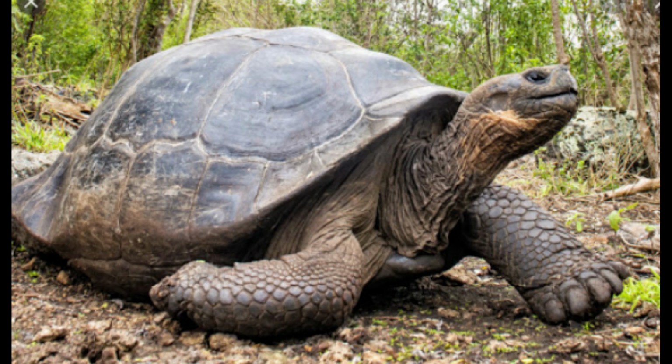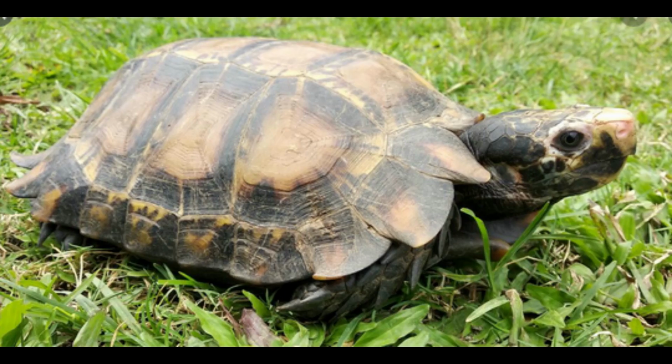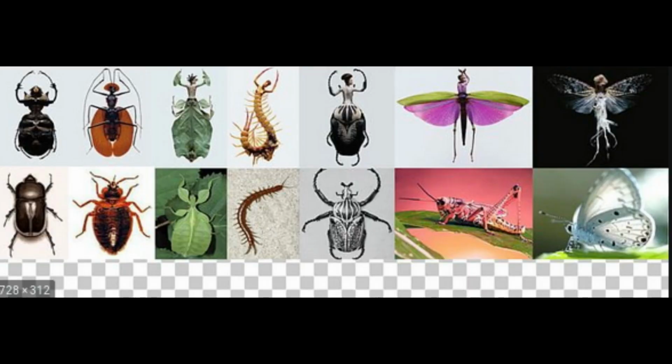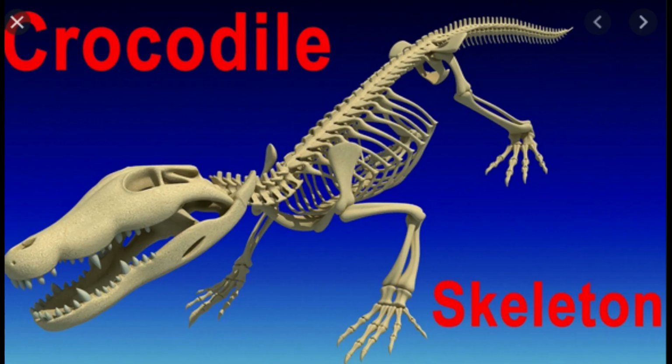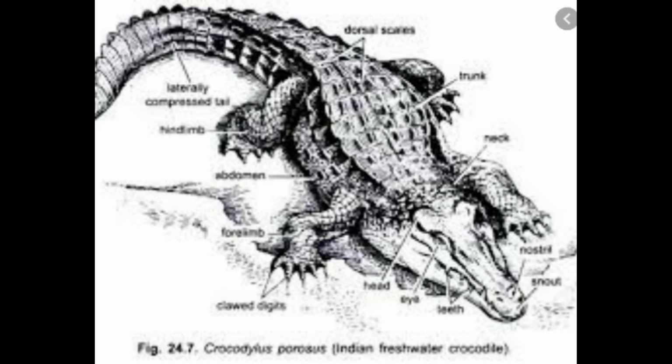The hard coverings on the outer surface of the body are called exoskeleton. Examples of exoskeleton are feathers of birds, shells, hairs, horns, etc. But in large animals, the skeleton is seen inside the body. This is called endoskeleton. Some animals possess both endoskeleton and exoskeleton. An example is the crocodile.